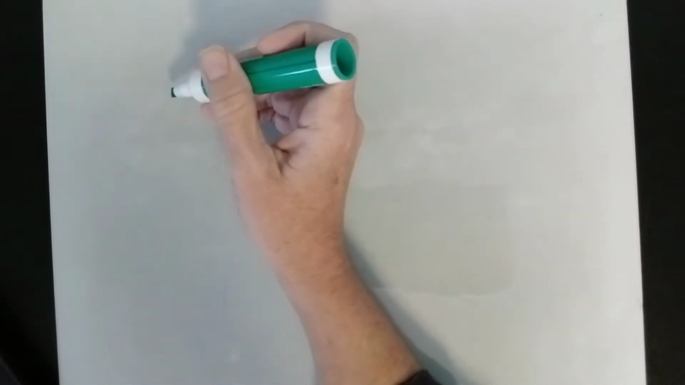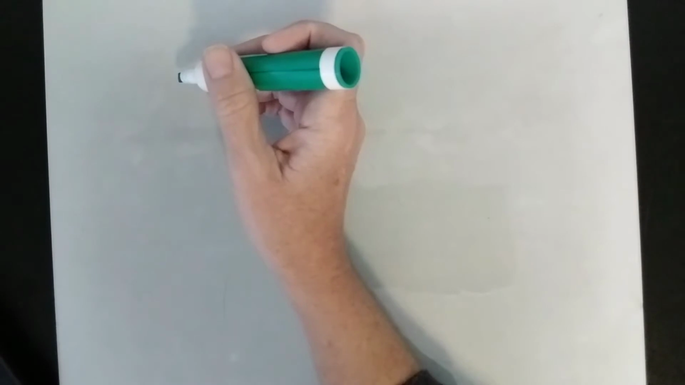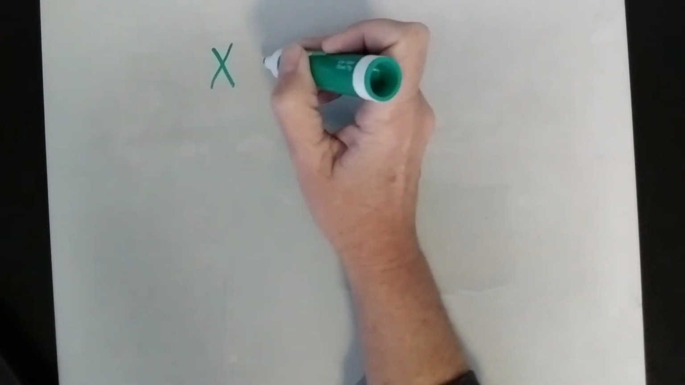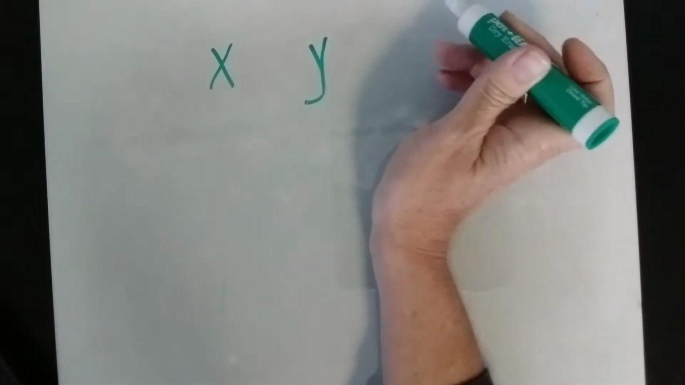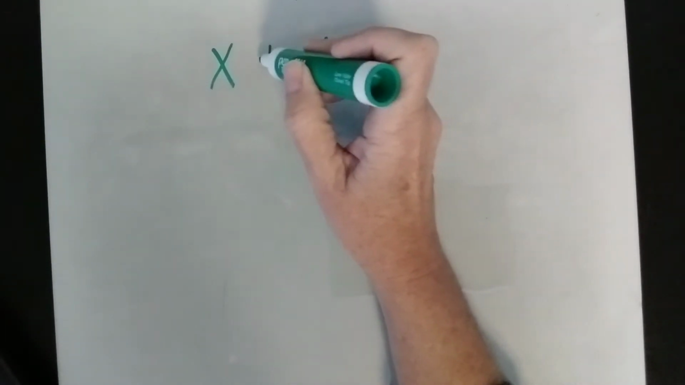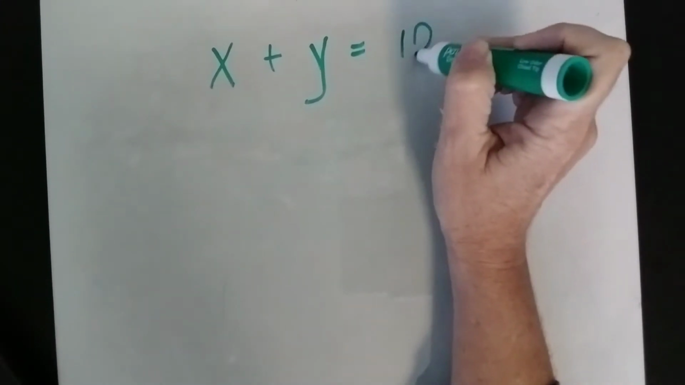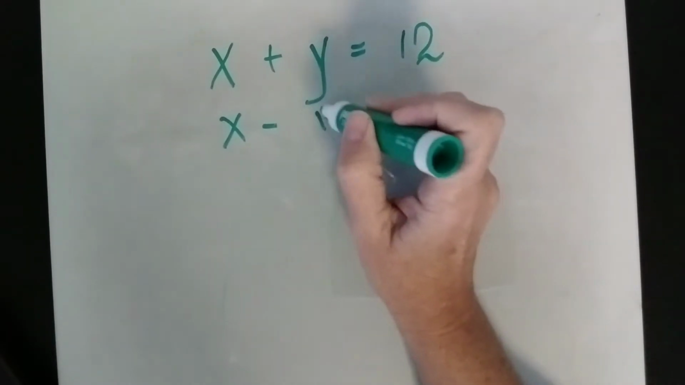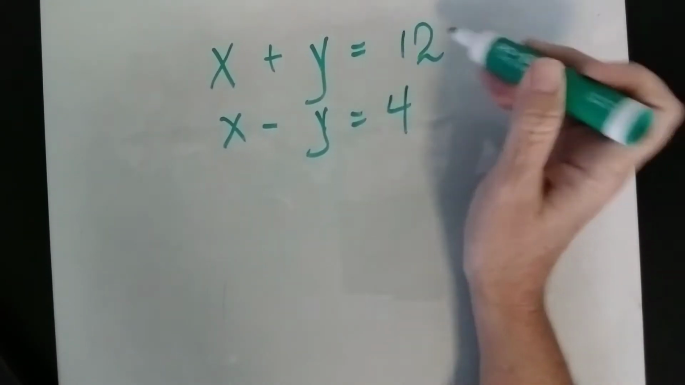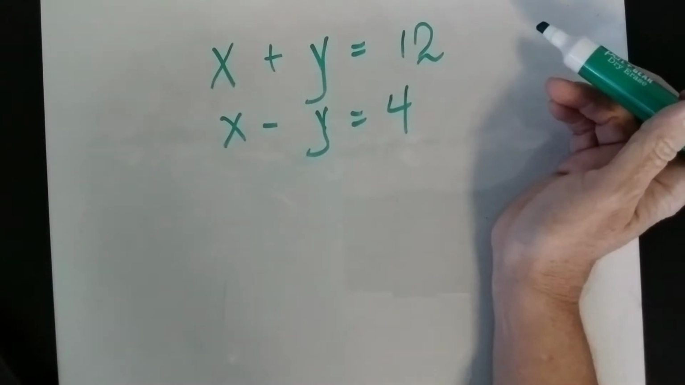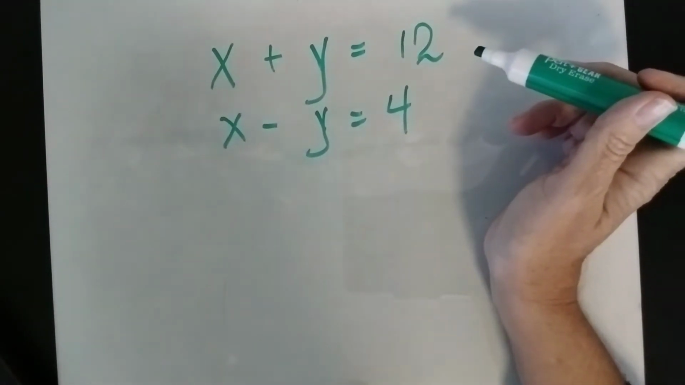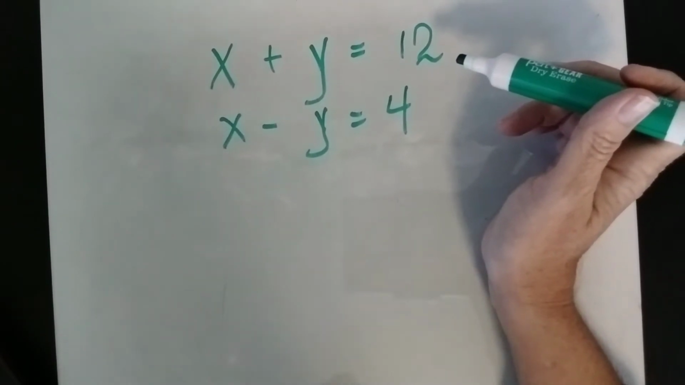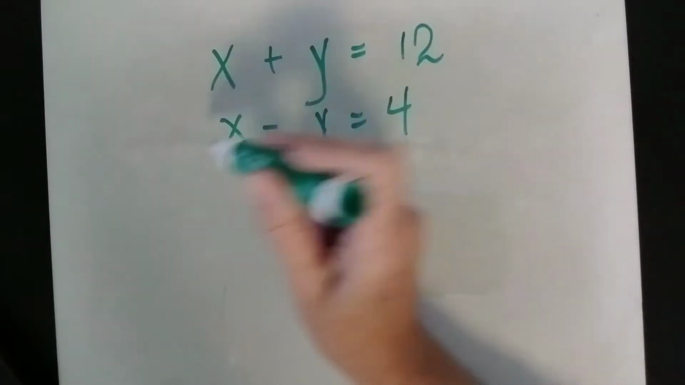Number 1 says find the value of two numbers if their sum is 12 and their difference is 4. So we know that there are two numbers. We'll call them x and y. We know that if we add them, their sum will be 12, and if we subtract them, their difference will be 4. So we just need to look at this like a system of equations and decide if we can use substitution or elimination. Either would work on this one, but elimination would be the easiest.